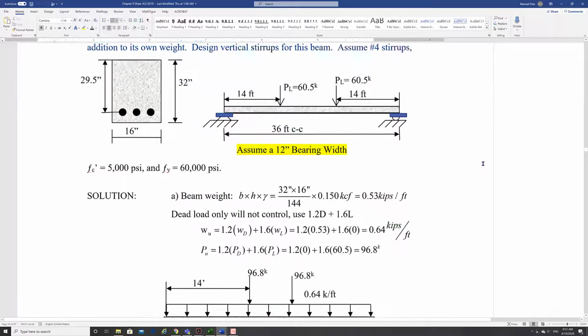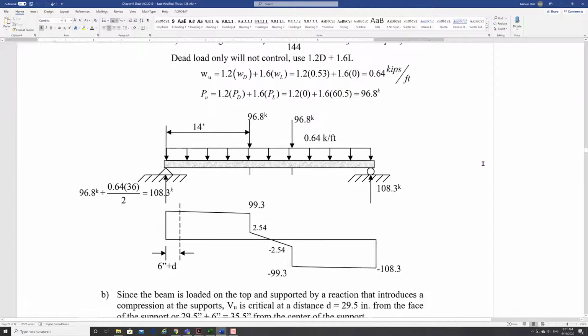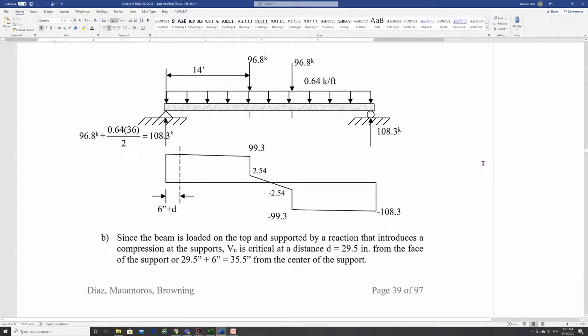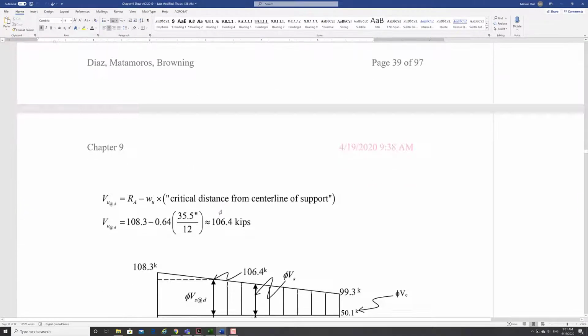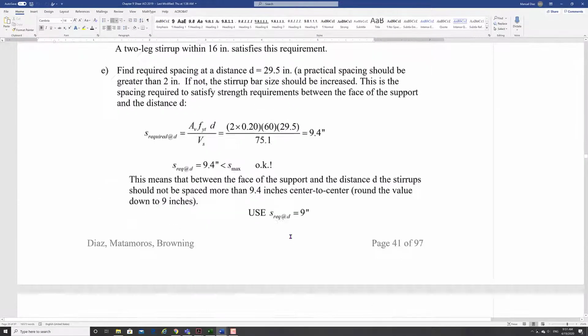I mean, you had to find your VU, then you find your value at the distance D. I showed you the cases where you had to consider your bearing added to your D because things are taken from the face of the support. And normally we model things like this. We don't show the actual bearing width, right? So we put these little symbols to show our supports, but they're bearing areas, right? And the code says to take it from the face of the support, which is the face of the bearing. So you have to add that width of the bearing, or half of the width of the bearing in most cases, right? So we've done some of that already.